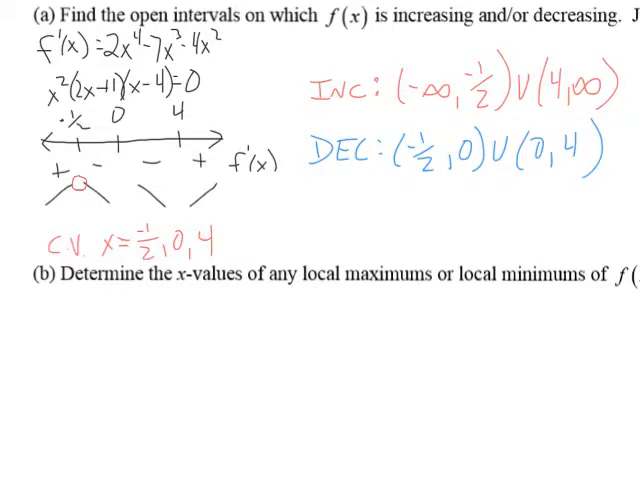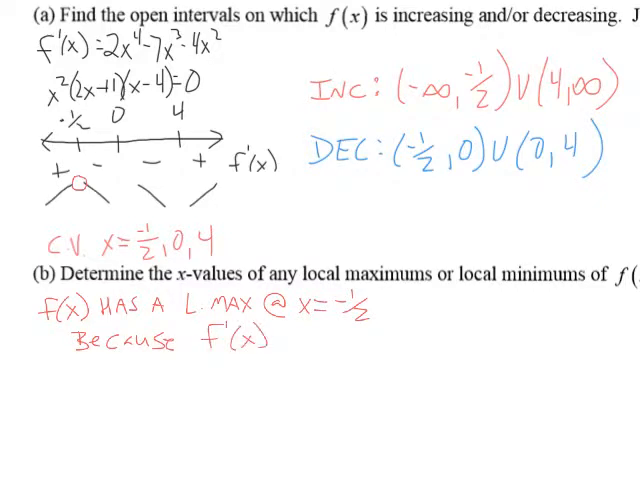So part B becomes a very easy statement. We can say f of x has a local max at x equals -1/2 because f prime of x changes from positive to negative. And we have to specify how that change occurs, from positive to negative.